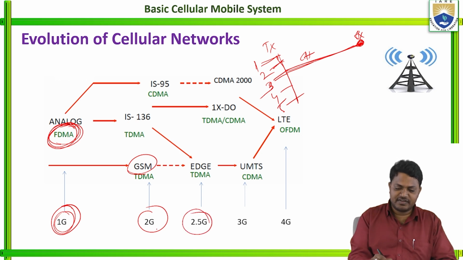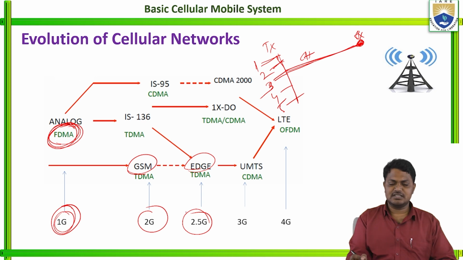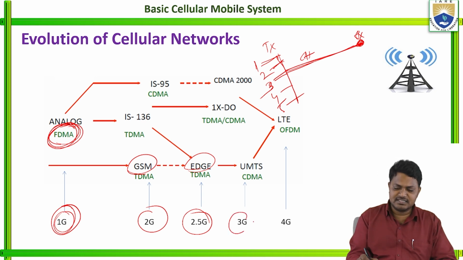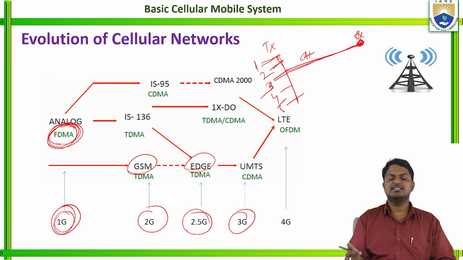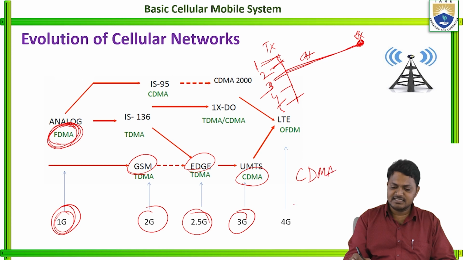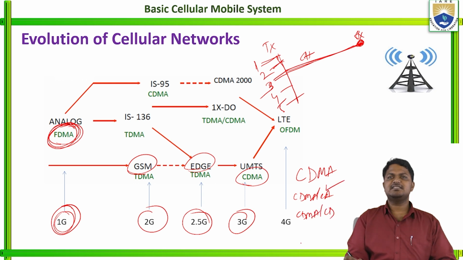The next one is 2.5G, that is EDGE technology, again based on TDMA only. The next one is the third generation, which is nothing but code division multiple access, a multiple access technique introduced here. CDMA is again categorized as CDMA/CA and CDMA/CD. CDMA/CA is code division multiple access with collision avoidance, and CDMA/CD is code division multiple access with collision detection.